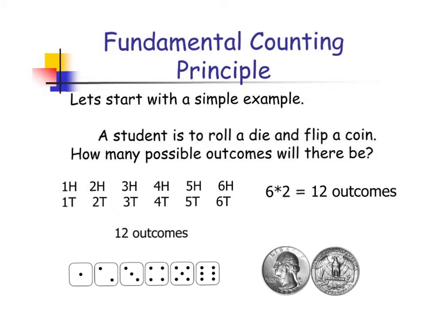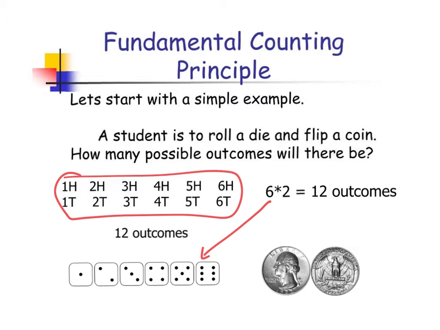Well, each number on the die, the number cube, 1, 2, 3, 4, 5, 6, can be paired up with heads and it can be paired up with tails. So we can see the sample space, or the total number of outcomes, is 12. The fundamental counting principle tells us we can take the outcomes of the first part of the experiment, so in this case rolling the die, there are 6 different outcomes, and multiply it by the outcomes of the second part of that experiment. In this case, flipping the coin has 2 outcomes to get a total of 12 outcomes.